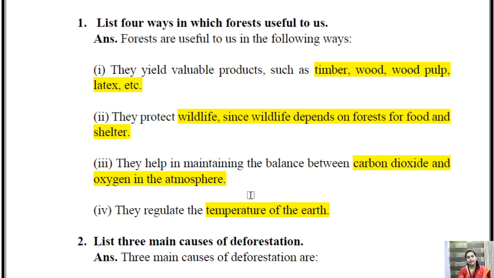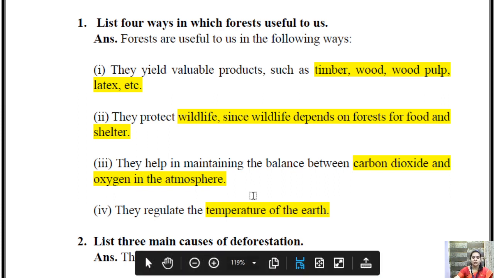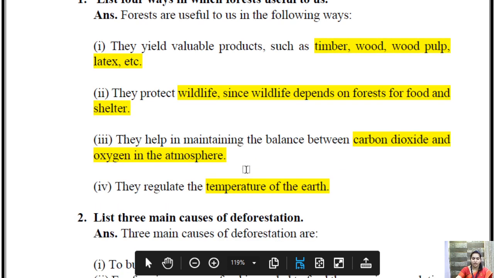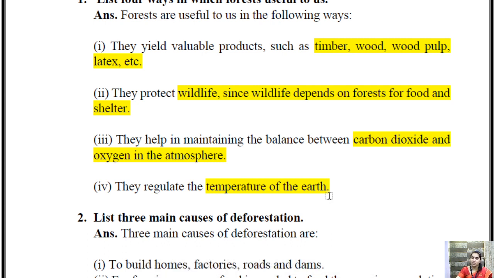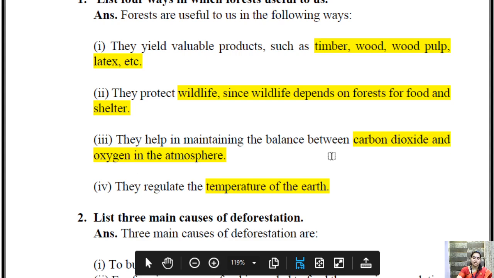So to maintain the amount or the percentage of carbon dioxide in atmosphere, it is very necessary to have a forest, alright, to have plants. They regulate the temperature of the earth. Similarly, in the same way, by accepting carbon dioxide they maintain the temperature of the earth. Because they accept the carbon dioxide, the amount of carbon dioxide being released in the atmosphere gets consumed. Alright, so these are few useful ways of forest.